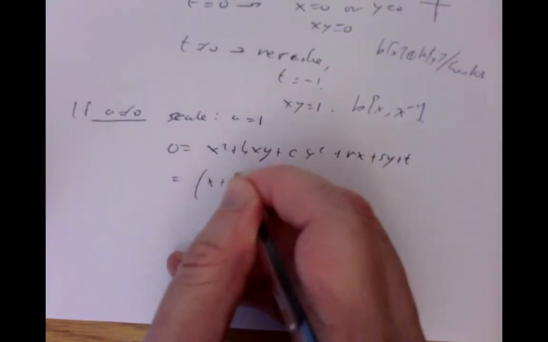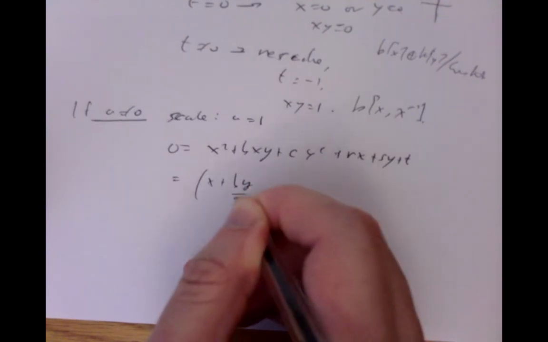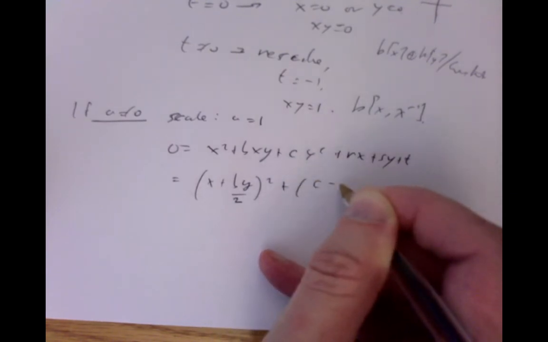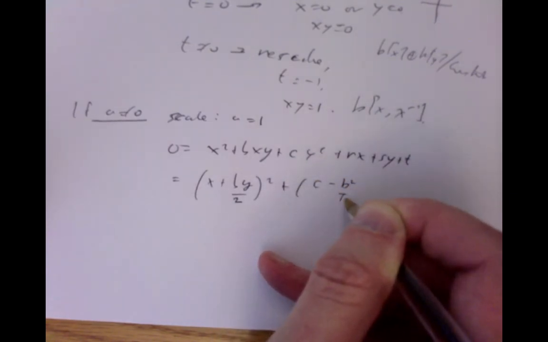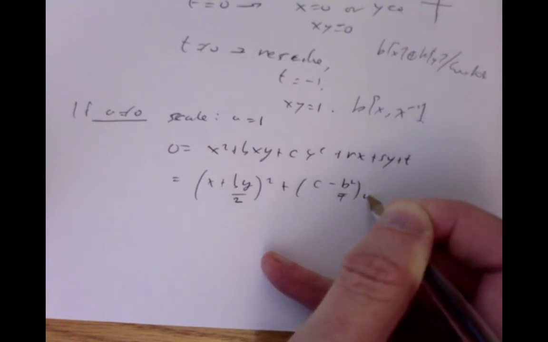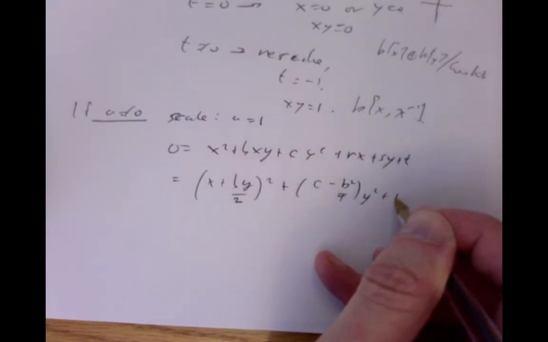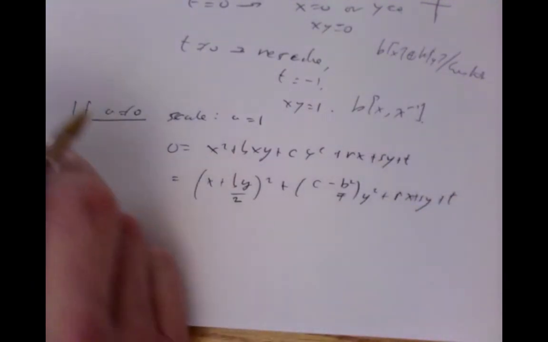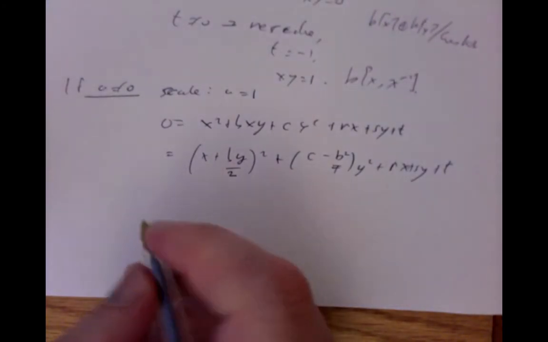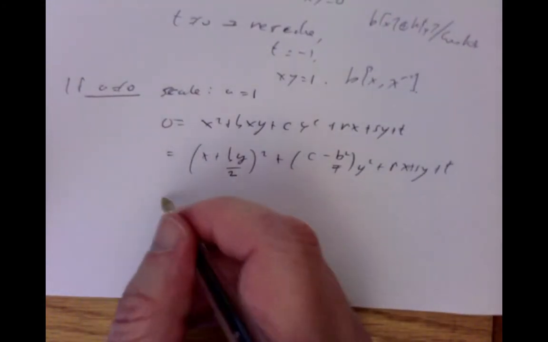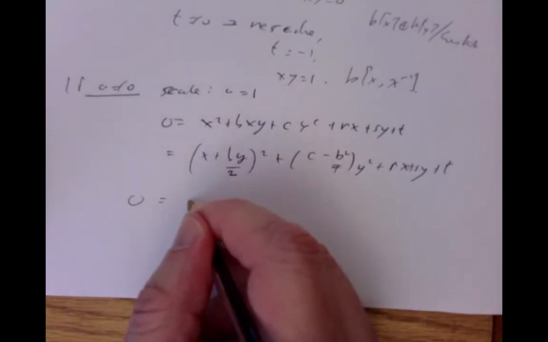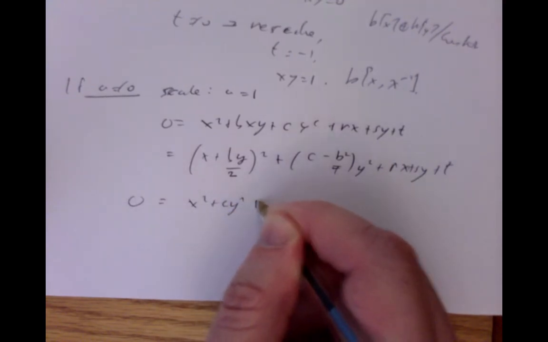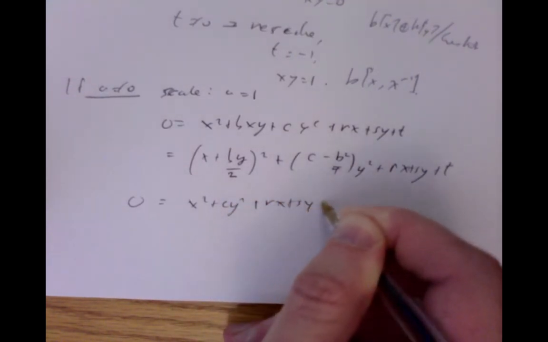and we're going to rewrite that as (x plus by over 2) squared plus (c minus b squared over 4), I think, y squared plus rx plus sy plus t, something like that. I'll leave you to check the details, and hopefully I'll get all that worked out correctly. So you can simplify that by changing variables to make it x squared plus a constant times y squared plus rx plus sy plus t.